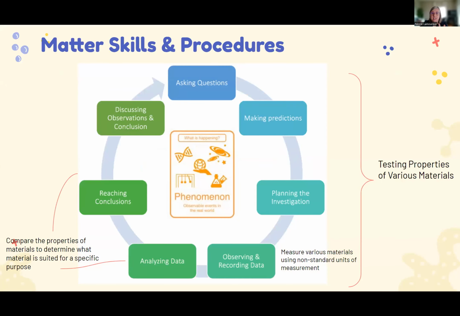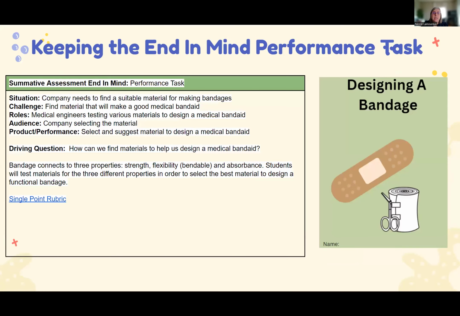So I aligned here some of the skills and procedures from the matter and where I would see it, like things were starting to formulate in my mind when I was developing this. So I always keep the end in mind. And I said I was thinking about creating materials for an object. So designing a bandage, basically, because again, the company is going to need them. They've been researching and working with materials. So they are becoming material engineers, which is a real occupation. And they're going to have to do tests on different materials to choose the best one.